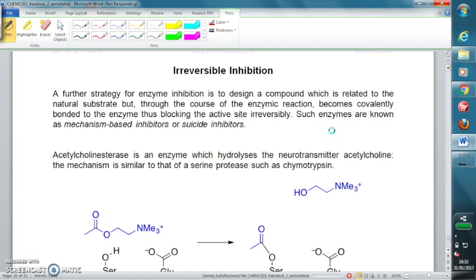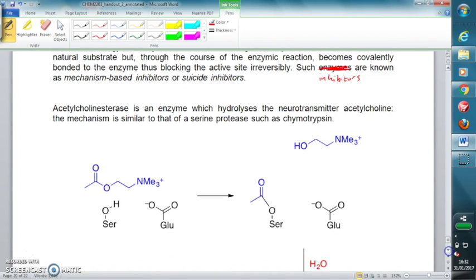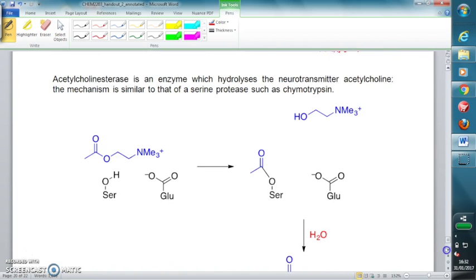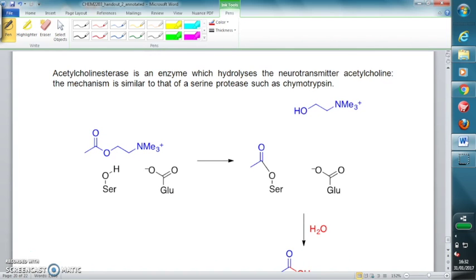And so, I said such enzymes, it's just clearly a typo, such inhibitors are known as mechanism-based inhibitors, or rather more fancifully, suicide inhibitors. I'm just going to give you one example of a suicide inhibitor. And it's an inhibitor of the enzyme acetylcholinesterase. So acetylcholinesterase is an enzyme which hydrolyzes the neurotransmitter acetylcholine once it's served its purpose in your synapses. So this is acetylcholine.